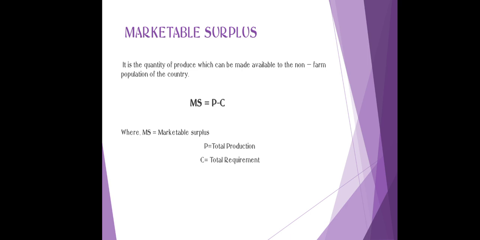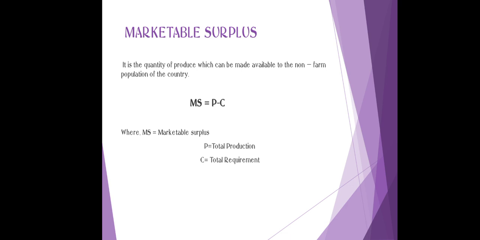Marketable surplus. Marketable surplus is the quantity of the produce which can be made available to the non-farm population of the country. It is the theoretical concept of surplus. The marketable surplus is the residual left with the producer farmer after meeting his requirements for the family consumption, farm needs for seeds and for cattle feed, payment to labor in kind, payment to artisans, and etc.